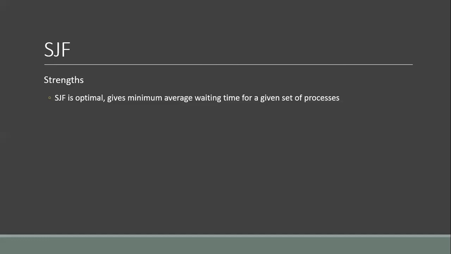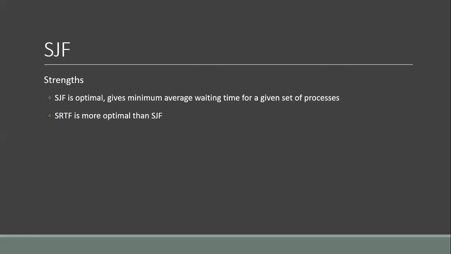Why does it give minimum average waiting time? Because SJF selects the shortest process for allocation on CPU. Hence, it gives the minimum average waiting time for all the processes in the particular set.